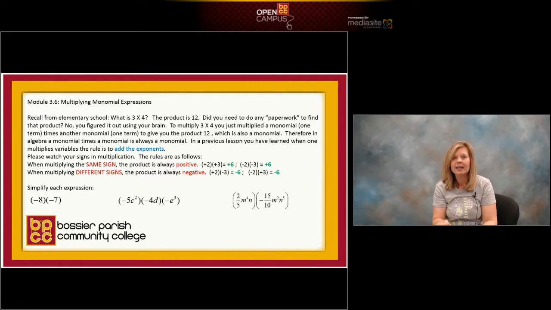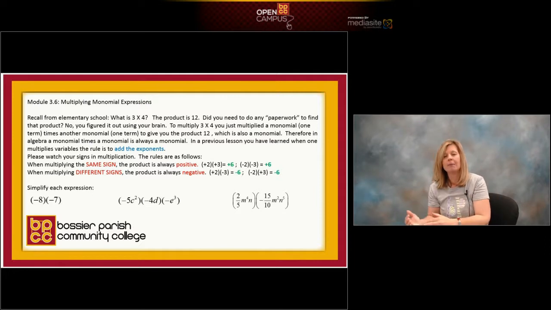Okay? The second thing I want you to understand is when you multiply a monomial times a monomial, your answer will always be a monomial. 3 times 4 is 12. 12 is one term. It is a monomial. We all understand what 12 means. So that's important. Every time you multiply a monomial times a monomial, your answer will be a monomial.